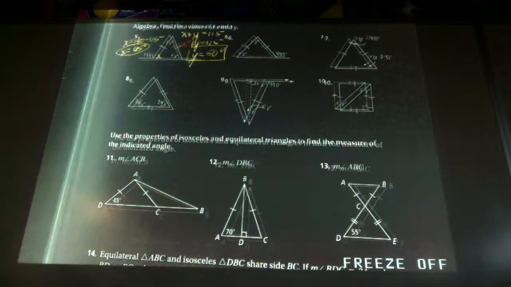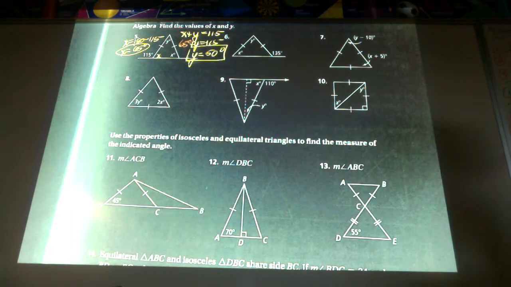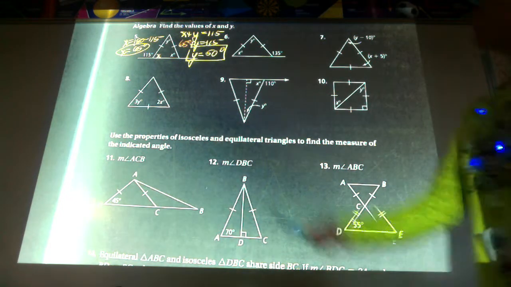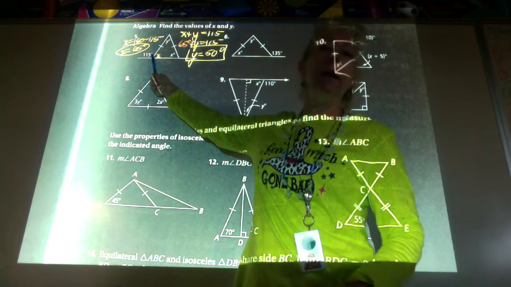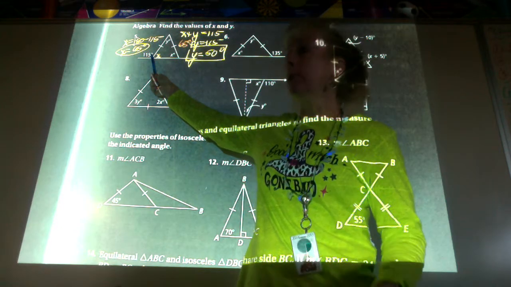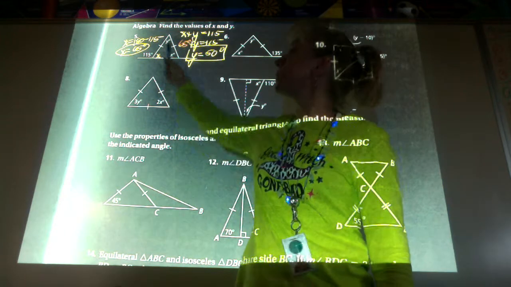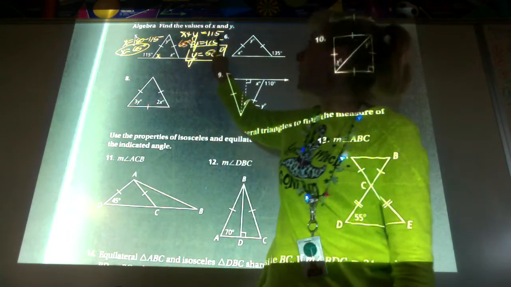Just as a little aside, let me get you started a little bit. As you look at number 5, there are two things occurring here. This 115 is an exterior angle to the triangle, right? Isn't it equal to the sum of the two remotes? So if you set up this equation, you've got x plus y equals 115.